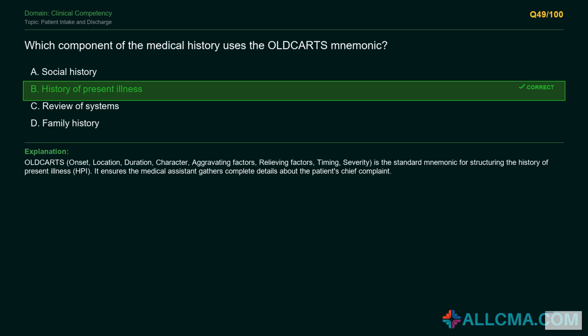Old CARTS, onset, location, duration, character, aggravating factors, relieving factors, timing, severity, is the standard mnemonic for structuring the history of present illness, HPI. It ensures the medical assistant gathers complete details about the patient's chief complaint.